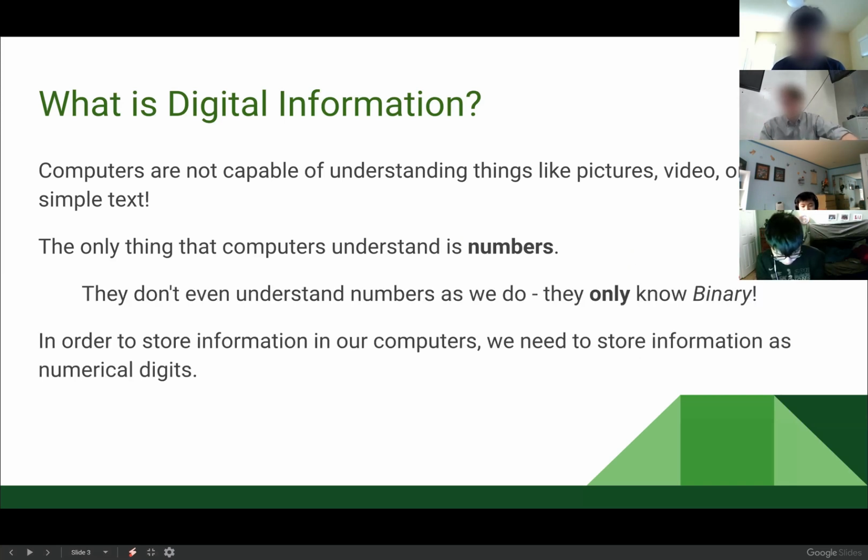Specifically, computers only know binary. They don't even understand numbers in the way that we normally think of numbers, like counting up until 10, 11, 12, etc. Computers can only think in binary, and we'll get more into binary later today. And in order to store information on our computers, we need to make sure we're storing information as numbers. So this means that we have all kinds of data that we need to figure out how we're going to store as a number.